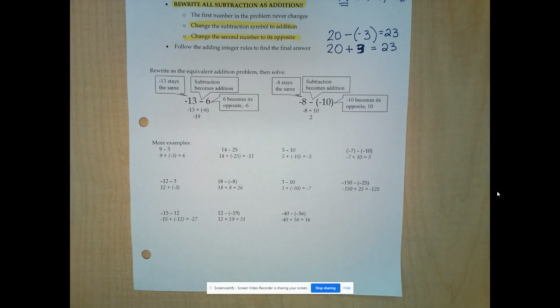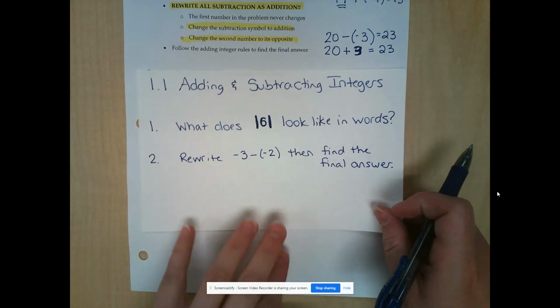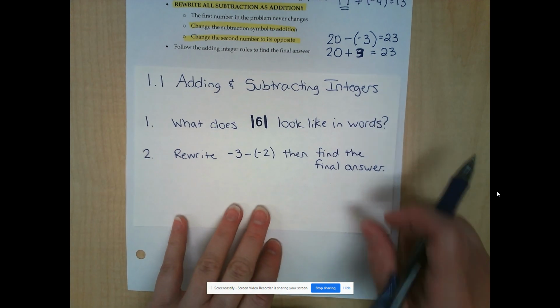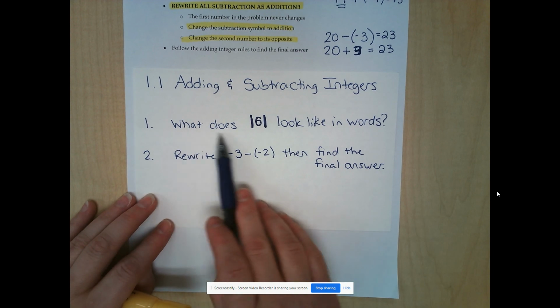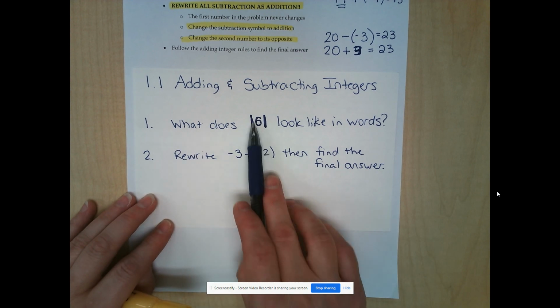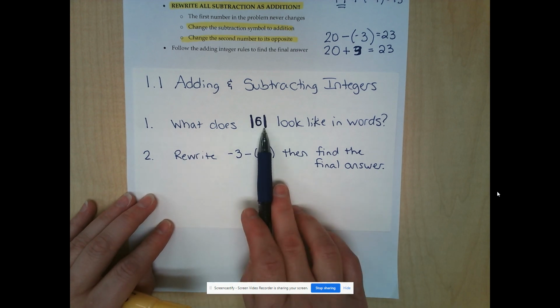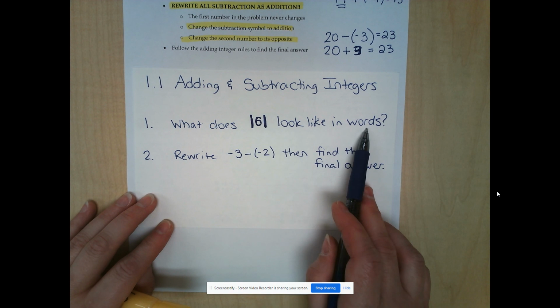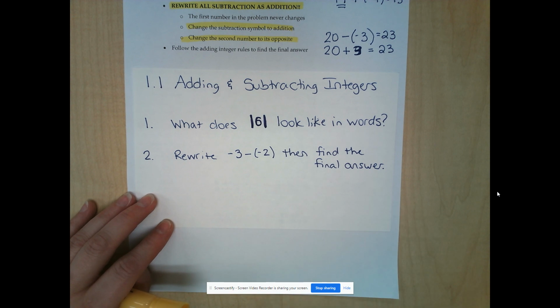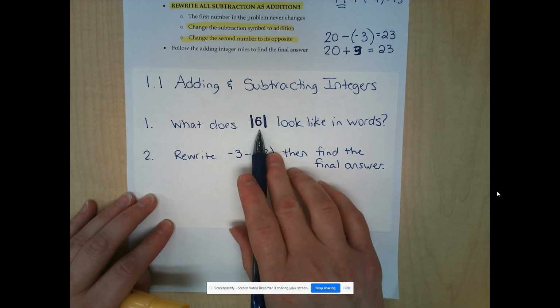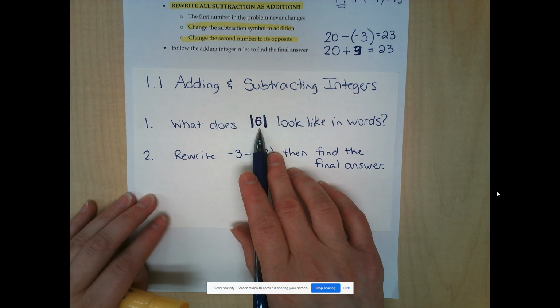Now, your video check-in. What do I need you guys to do? Grab a piece of paper, grab an index card, something. You're going to look at these two questions. Here we go. So question number 1, what does this, a 6 inside 2 vertical bars, look like in words? So I want you to write out in words, like I did on the front of the notes, how this would look in words or how you would say it in words.